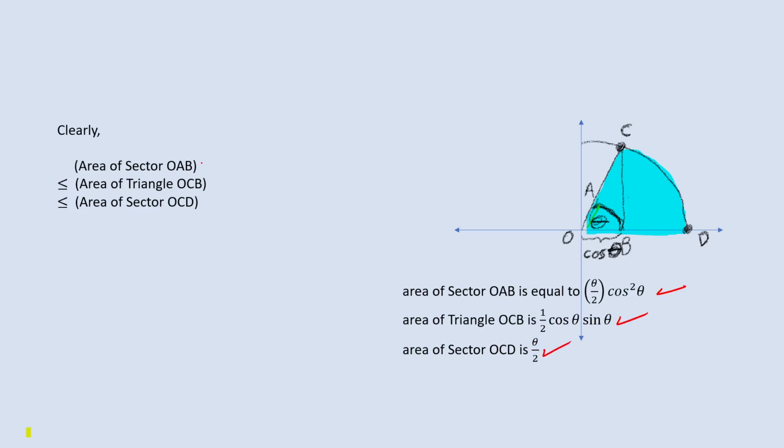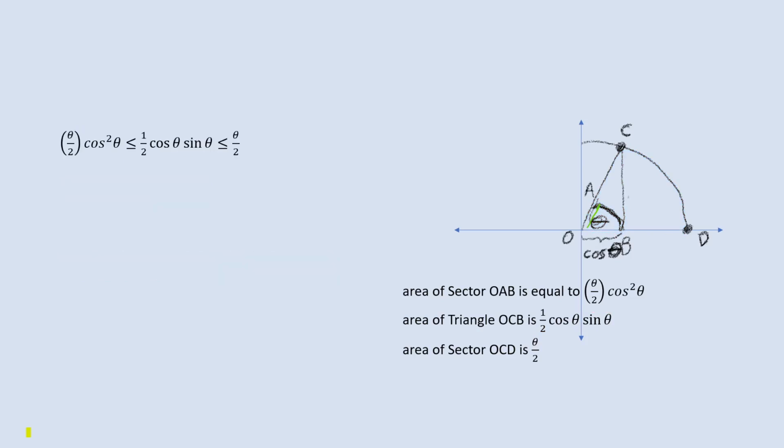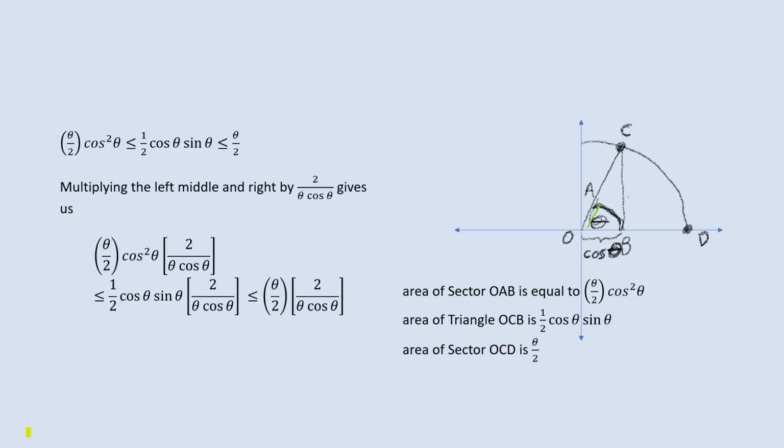And since the area of sector OAB must be less than or equal to the area of triangle OCB, which must be less than or equal to the area of sector OCD, that means theta over 2 times cos squared theta must be less than or equal to 1 over 2 cos theta sine theta, which must be less than or equal to theta over 2. And that's what we've now written on our screen. Okay? So there it is, nicely worded up at the top left of your screen.